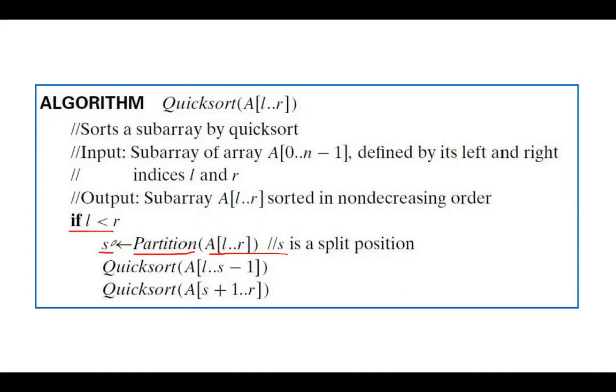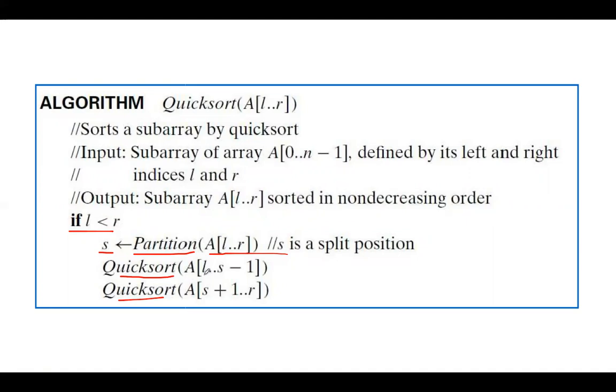Once you get that middle element, or the point where the array has to be divided, we have to call quicksort for the left side array and the right side array. So I am calling quicksort again recursively for the array values left to s minus 1. See, s is the element which is already sorted. So I will be calling quicksort to sort the leftmost array, and I will be calling quicksort again to sort the rightmost array, s plus 1 to r, up to the rightmost element.